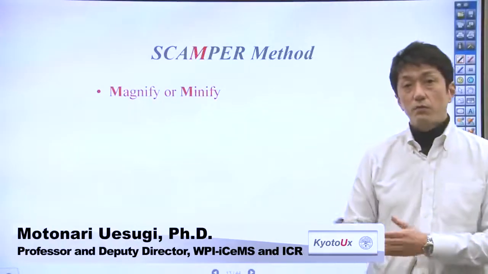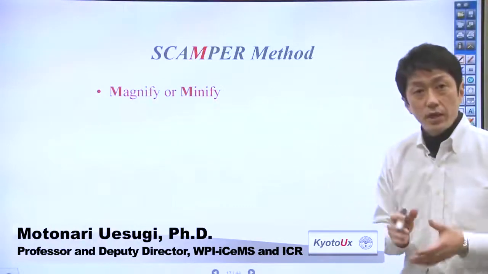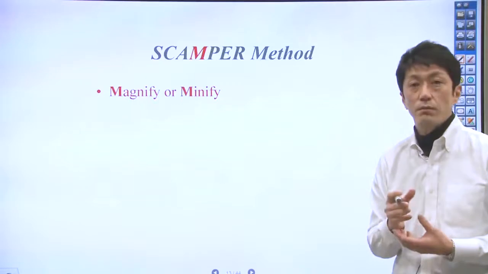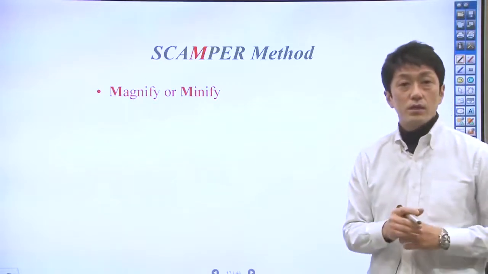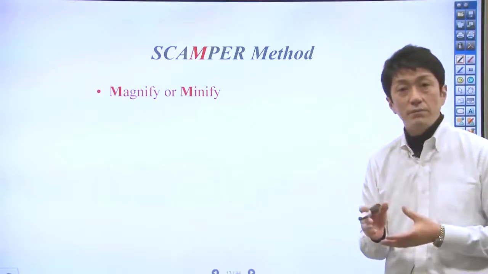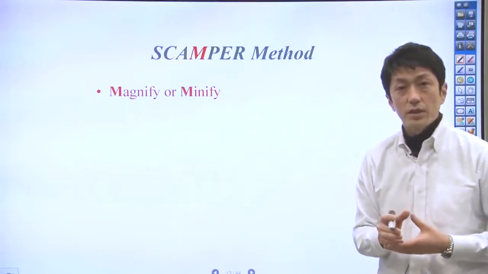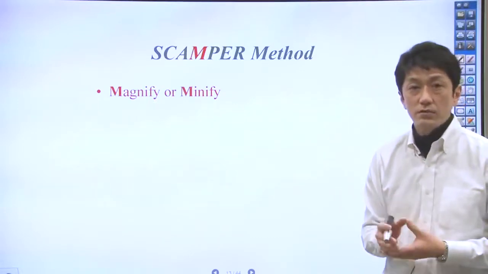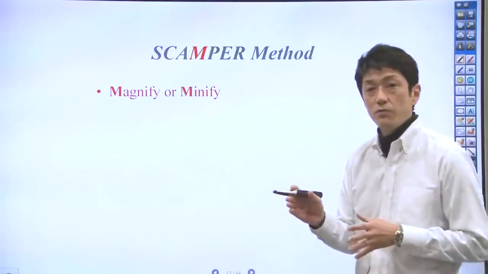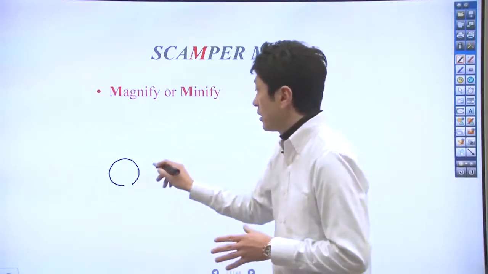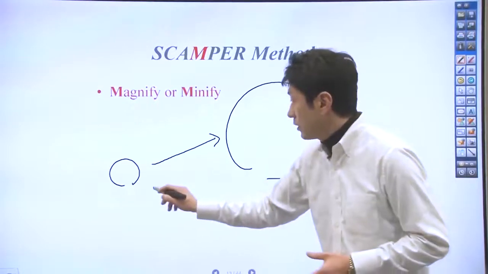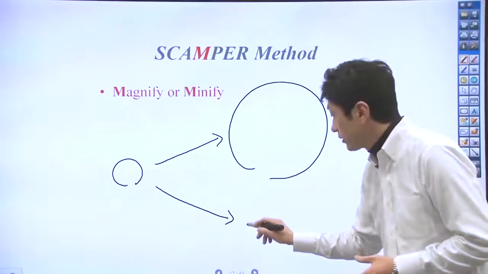The next one is Magnify or Minify. The size, color, smell, and movement can be changed in various ways. In experimentation, you can magnify and minify time, frequency, strength, altitude, length, thickness, and value. To magnify them several times or even thousands of times, you can make it bigger or minify them into a huge percent.